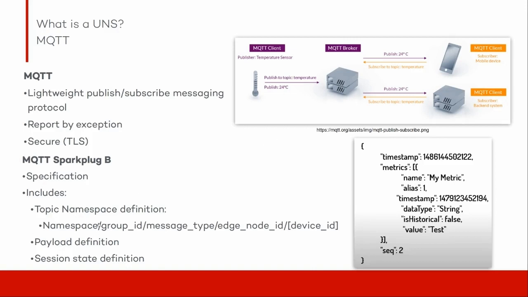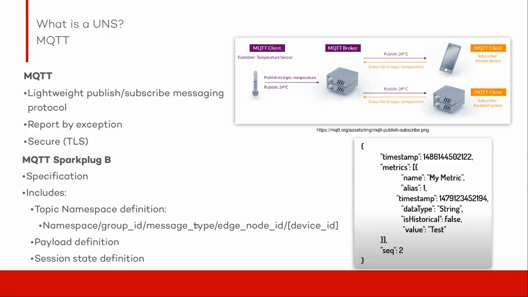where you have the namespace that would be Sparkplug B version 1.0, and then you have the group ID, edge node ID, and device ID, which is something that you select yourself depending on what group it is, what the edge node is, and if there's any device ID or multiple device IDs.